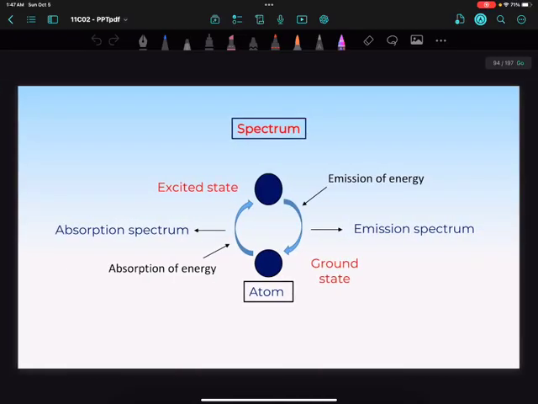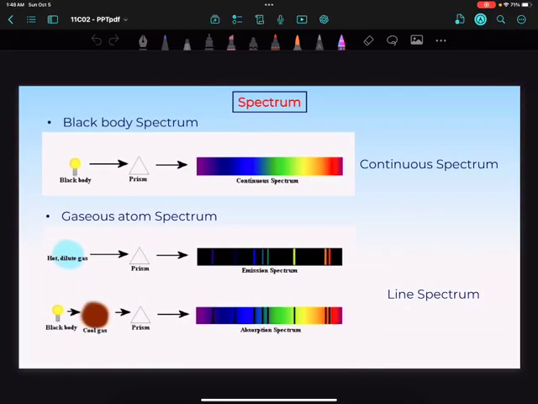If there are two particular atoms, one in an excited state and one in a ground state, then for an atom to go from the ground state to an excited state, energy should be given and it should be absorbed. So when there is an absorption of energy, it goes from the ground state to an excited state. Similarly, if an atom needs to go from the excited state to the ground state, energy should be emitted. That is an emission of the spectrum.